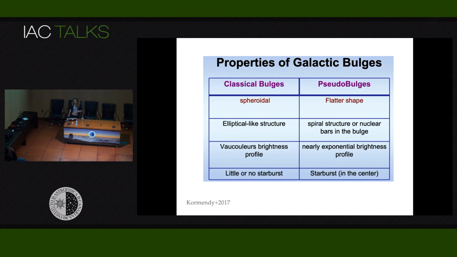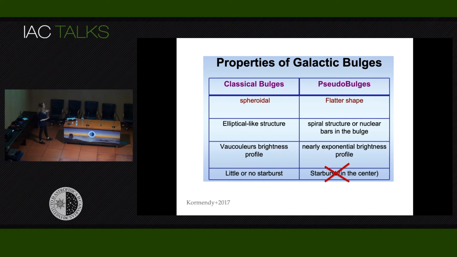Also, this is like the textbook properties of pseudo and classical bulges that you get in conferences. So our galaxy would be here because it doesn't have a spheroidal or elliptical-like structure. It has a flatter shape, spiral structure, and nearly exponential brightness profile. But opposite to what is said here, it doesn't have a starburst or a young population in the center, but it has an old component.